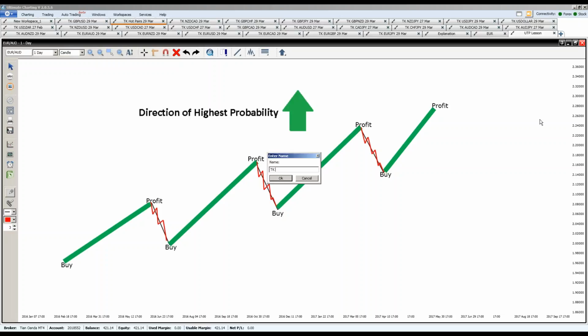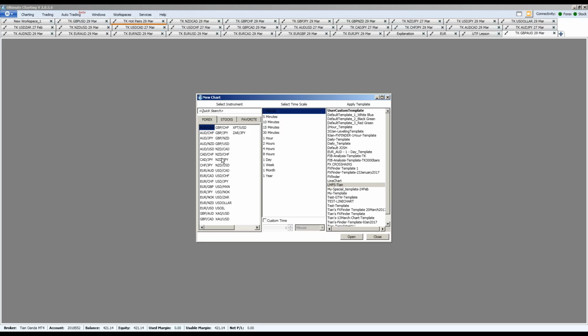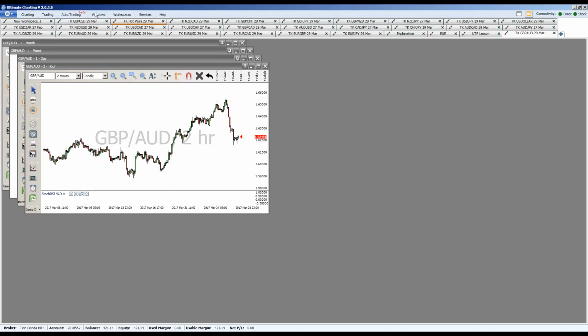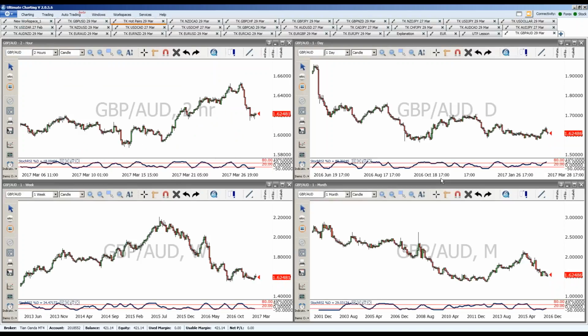Dale is saying the letter is signed invoking Article 50. Yes, that was signed yesterday, but it hasn't officially been sent yet. Right, pound Aussie, let's open up a monthly, weekly, daily and a 2-hour. There we go.